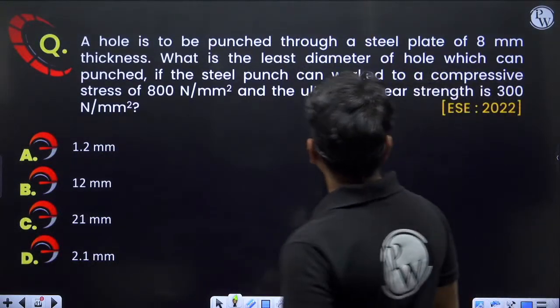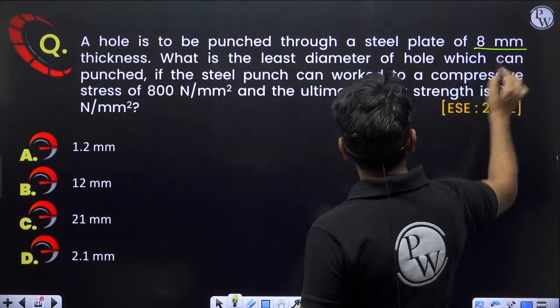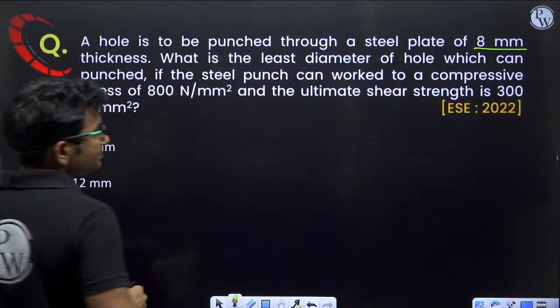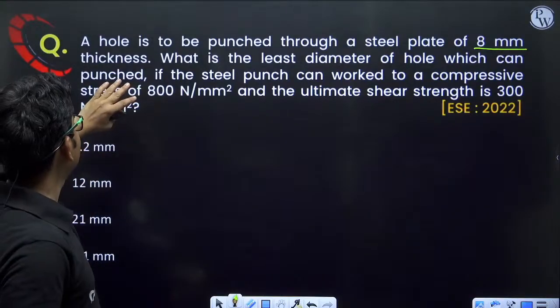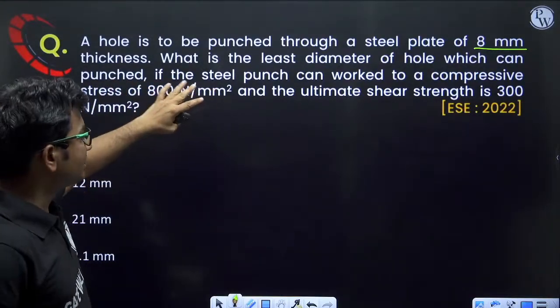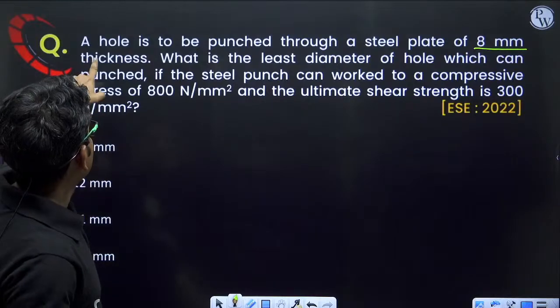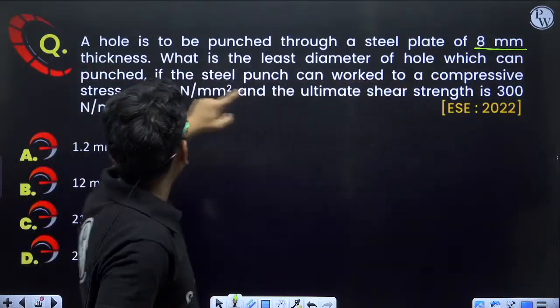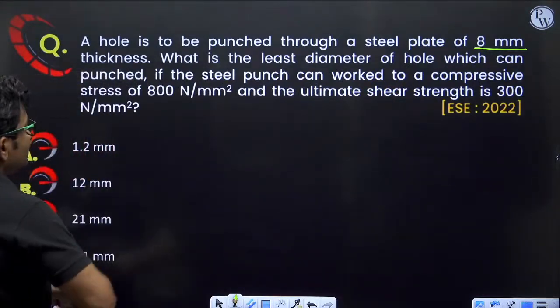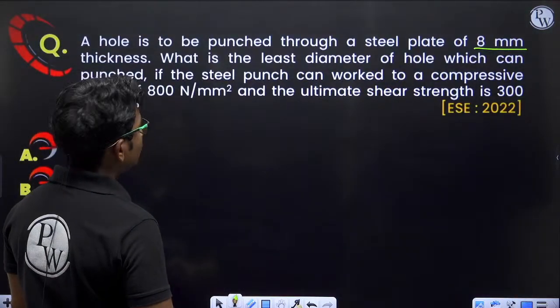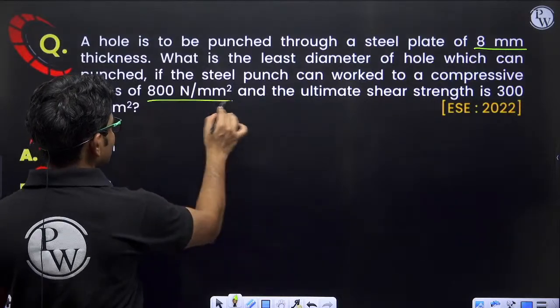A hole is to be punched through a steel plate of 8 mm. Similar question was asked earlier also. In today's class only we have done a similar question for shear stress. So a hole is to be punched through a steel plate of 8 mm thickness. What is the least diameter of hole which can be punched if the steel punch can be worked to a compressive stress of 800 Newton per mm square?